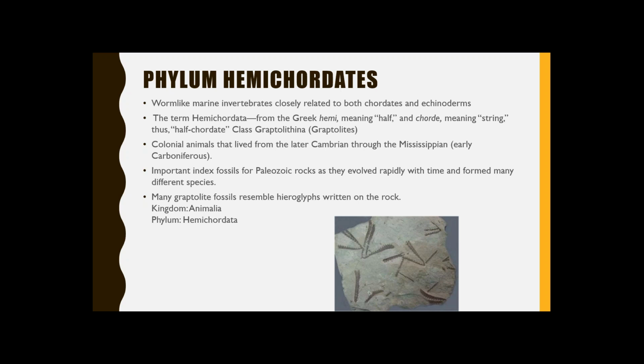These are colonial animals. They didn't live by themselves, and they lived in the Mississippian to the Carboniferous. You should be aware that Carboniferous is a word coined in the UK, and it covers the Mississippian and the Pennsylvanian periods. If you hear that word, just know it means Mississippian and Pennsylvanian. This is another index fossil. It's found pretty widespread around the world, so we can use it to help us date other rocks and fossils.